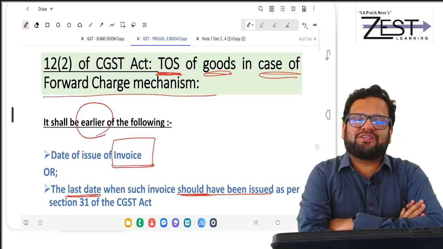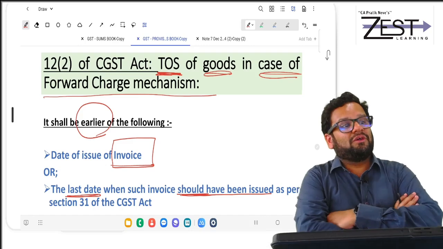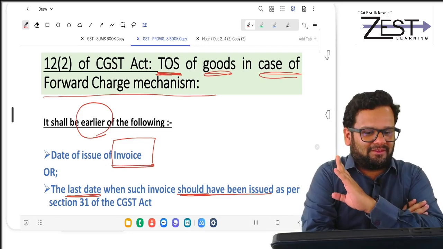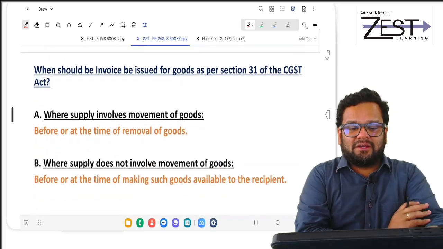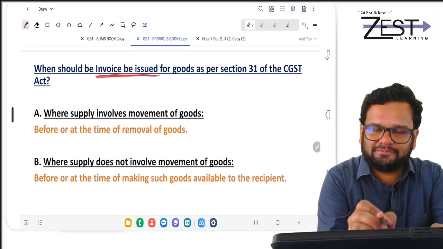Now you cannot do mischief of declaring the date when you want to. You have to declare the date within the last date. That is time of supply. Most simple. Now ideally, when should invoice be issued?